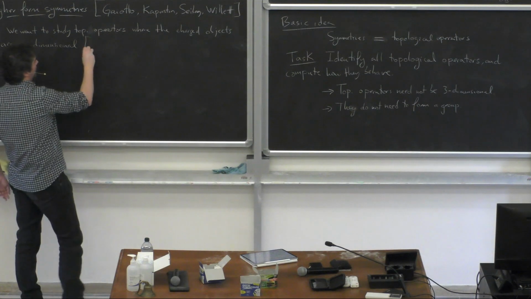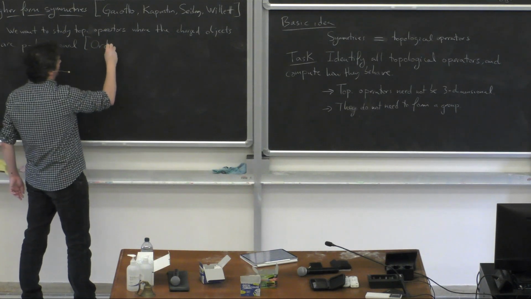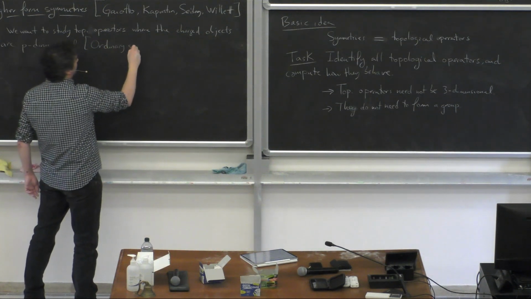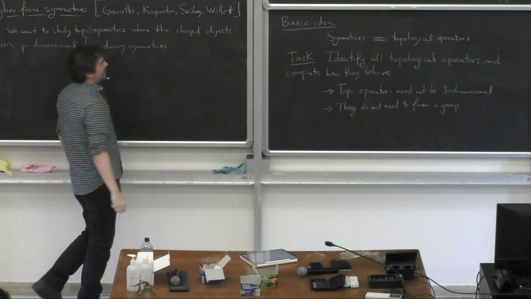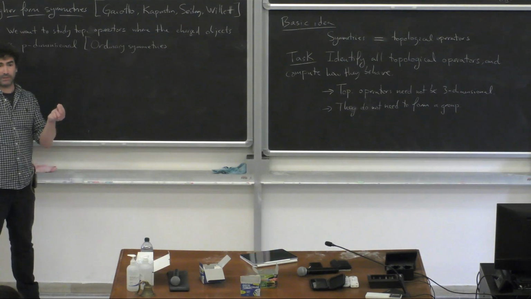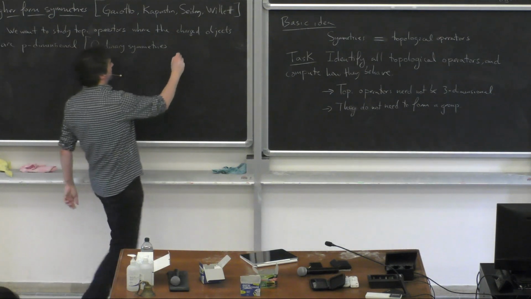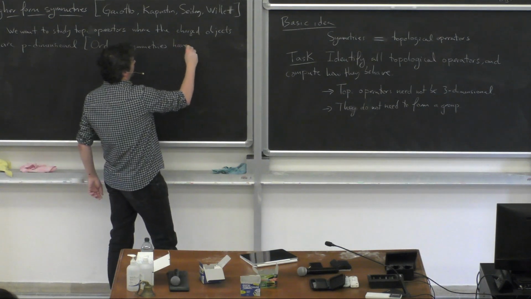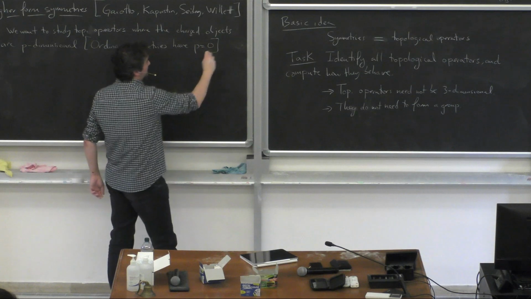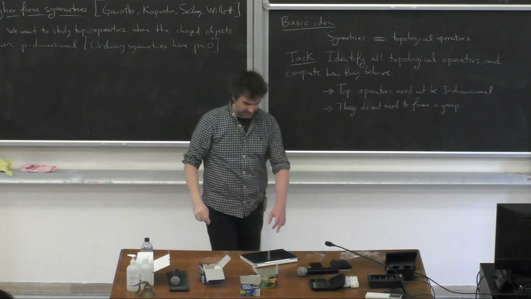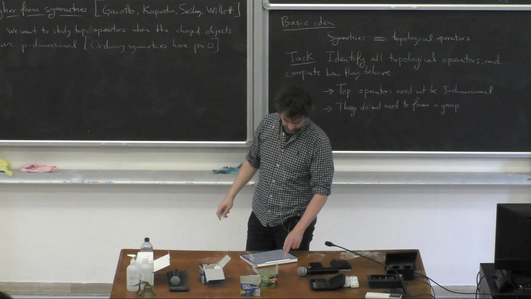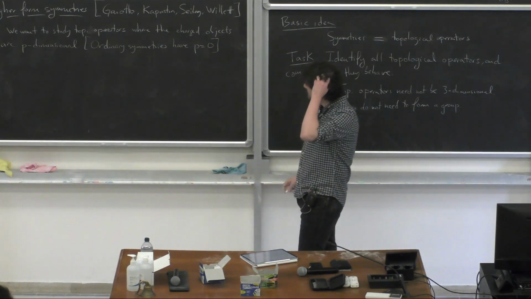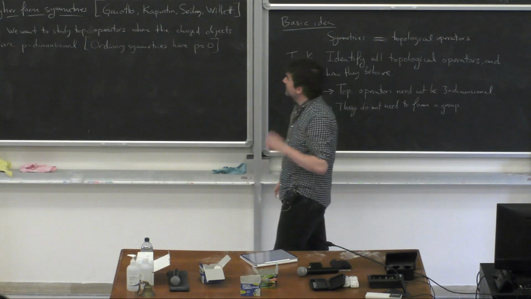So for ordinary symmetries, my charged objects are local operators. They live at points, and therefore they have p equal to 0. Ordinary symmetries are zero-form symmetries in this more general language. Okay, so let's do some counting.